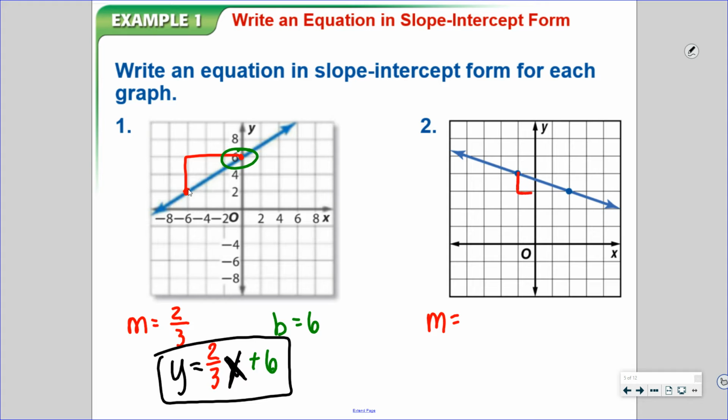Okay, 2 points were labeled here for me. How nice. I got negative, make sure you had negative, 1 over 3. And the next thing I ask myself is, can I tell what my y-intercept is by looking at it? No. Could I guess? Yeah. Well, we shouldn't. Well, we could, I guess, ideally.